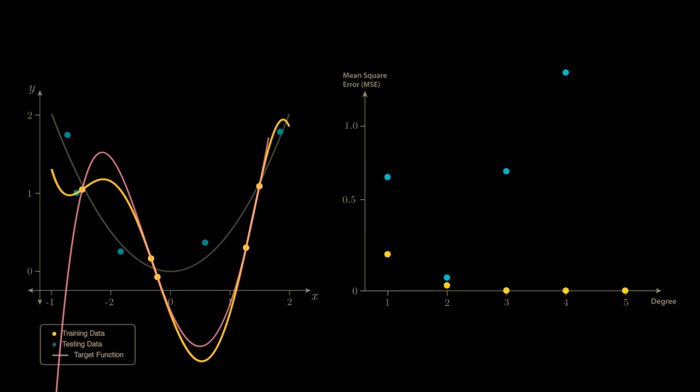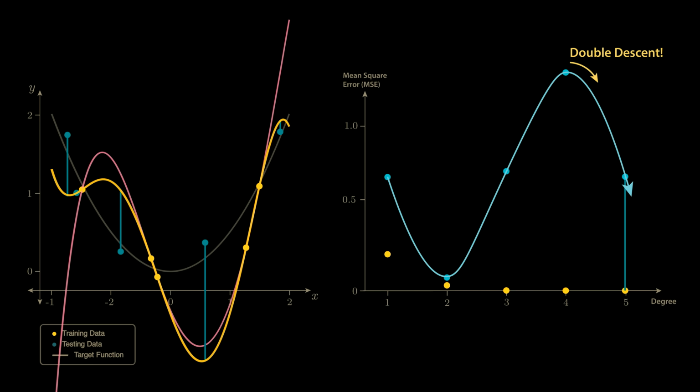Just like our fourth-order curve, our fifth-order curve perfectly interpolates our training data, resulting in 0 training error. However, our fifth-order curve is a bit less chaotic, and if we measure its test set error, we see that it's actually lower than our fourth-degree polynomial's test set error, starting to create double descent behavior.